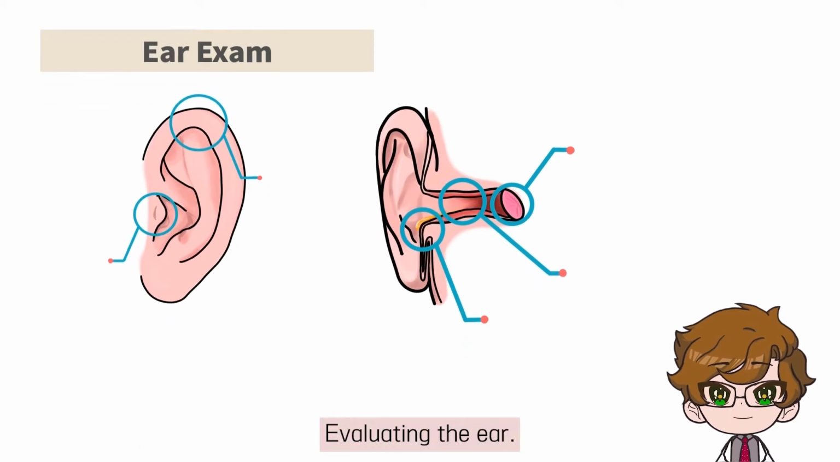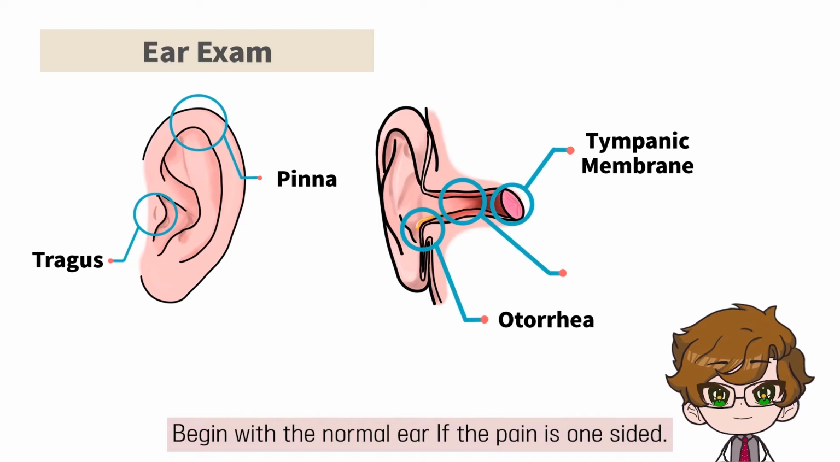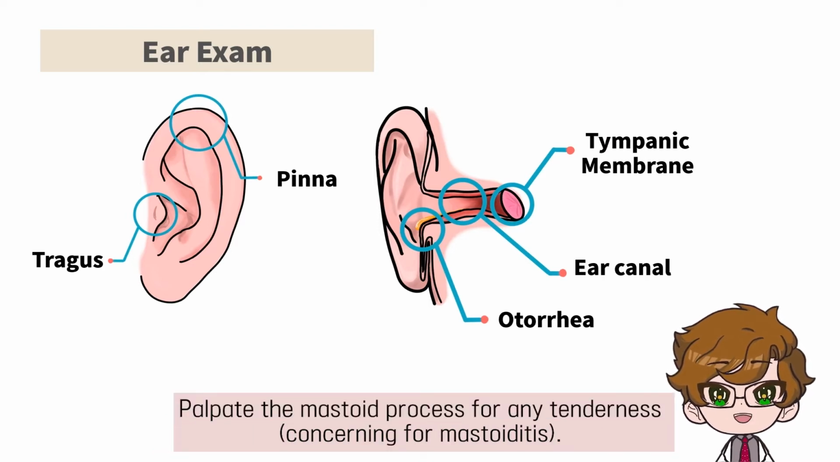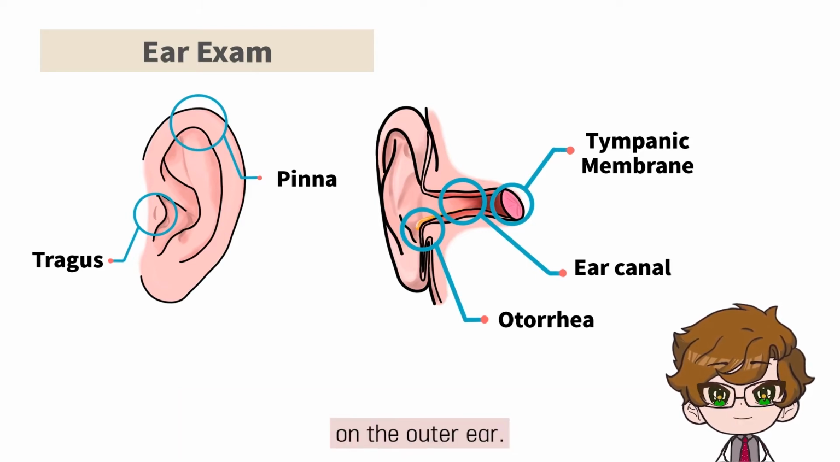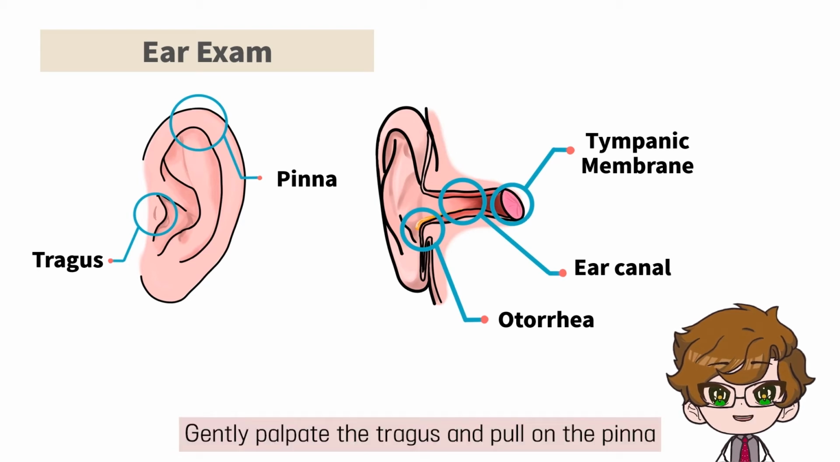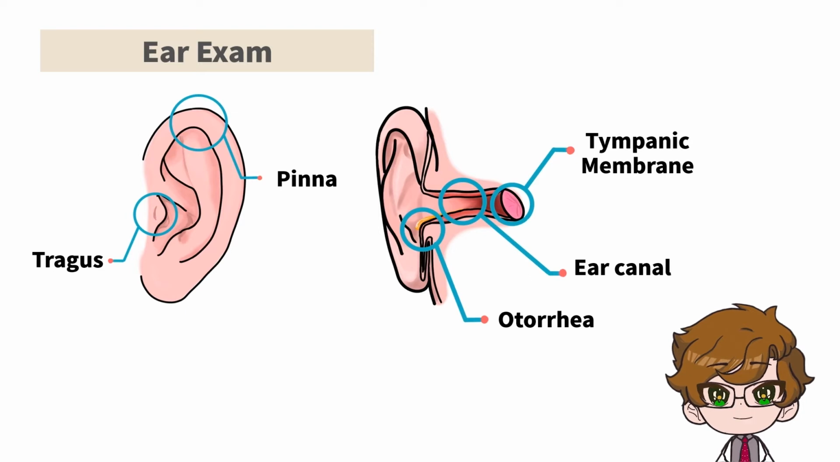When evaluating the ear, first inspect the outer ear. Begin with the normal ear if the pain is one-sided. Palpate the mastoid process for any tenderness. Look for erythema, edema, discharge, or vesicles on the outer ear. Gently palpate the tragus and pull on the pinna as pain may indicate acute otitis externa.